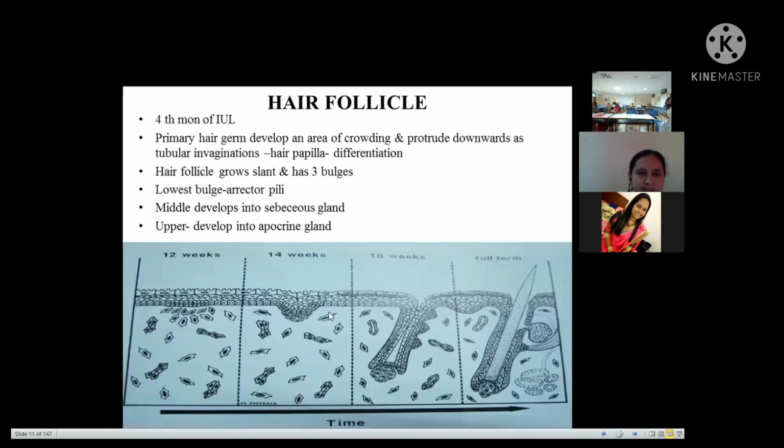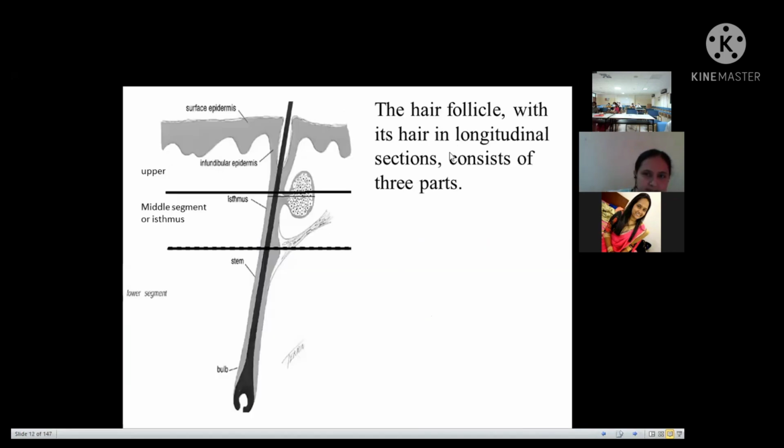And this all starts from the 4th month of the intrauterine life, where the primary hair germ, whenever it is developing, protrudes downwards and forms a peg-like invagination, and on its surface it develops 3 bulges. So the lowermost bulge is for the attachment of the erector pili. The middle bulge develops into the sebaceous gland, whereas the upper bulge develops into the apocrine gland, depending on the regional distribution. So it is important that we classify the hair follicle into 3 parts, or section the hair follicles into 3 parts.